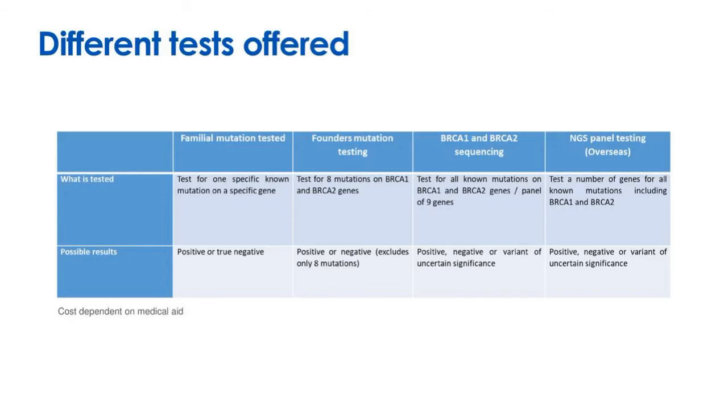We can also offer BRCA1 and 2 sequencing, as well as a panel of 9 genes, which we can do locally. And then we can also send samples overseas to do bigger panels of genes. And always remember, when we do sequencing of the genes, we can get positive, negative, or variants of uncertain significance as answers.